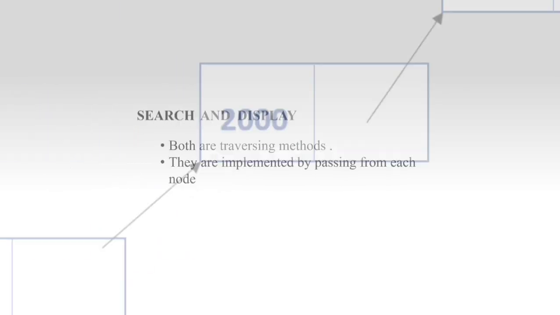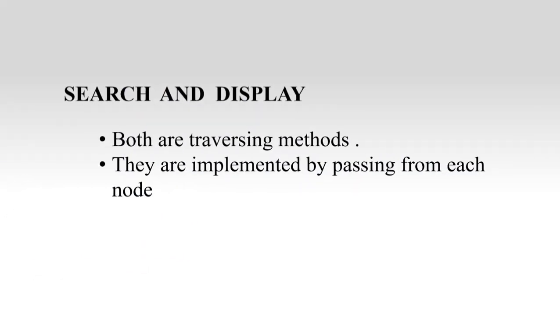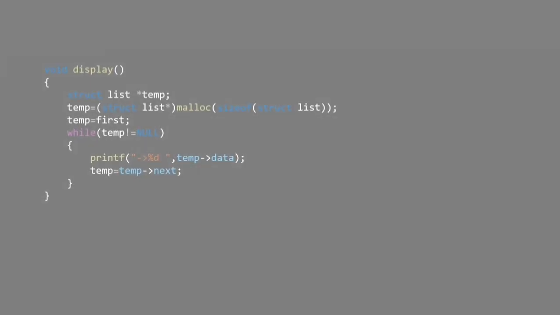This is how the basic operations, deletion and insertion, are performed. Search and display are the traversing methods. We will see how the display is implemented: void display, struct list. And this is just like traversing, like we traverse through the end of the linked list, right? We use the same method, and before changing to the next node, the data in the node is printed. This is what is represented in this display.